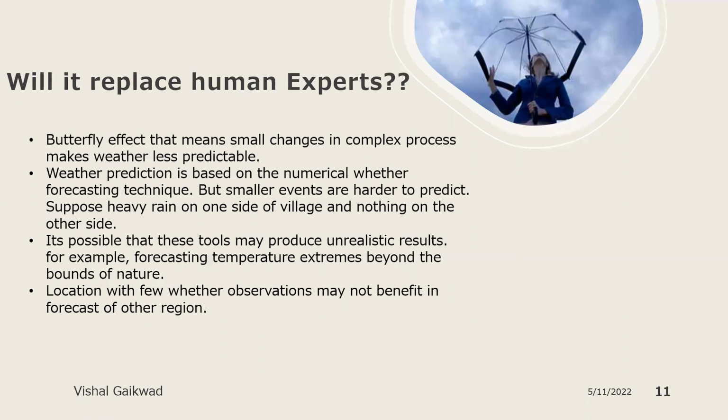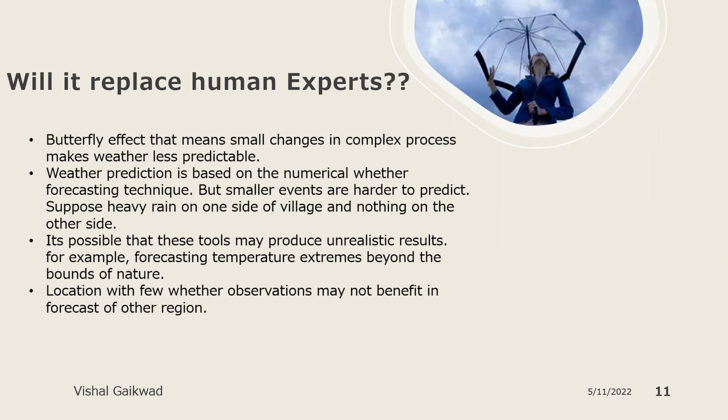Hello, my name is Vishal Gaikwad. So after all that my friends have explained, the real question is, will AI replace human experts? Will AI in agriculture replace human experts? So let's see what the butterfly effect is. The butterfly effect is nothing but a small change somewhere in a complex process that will make the weather less predictable.